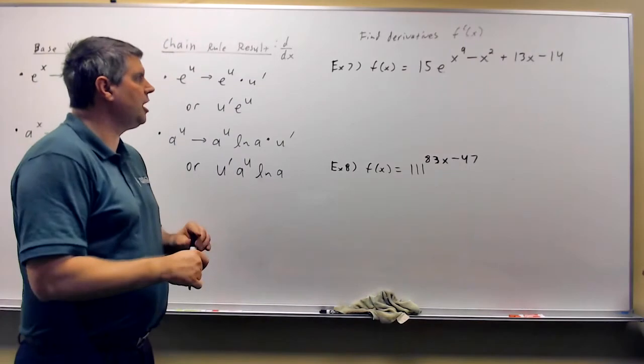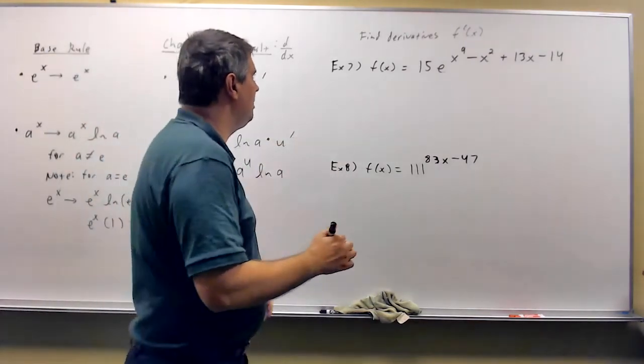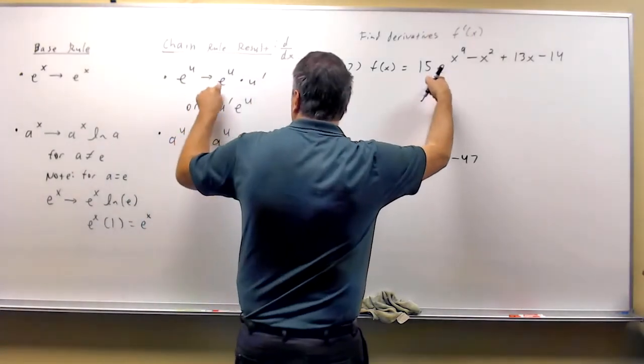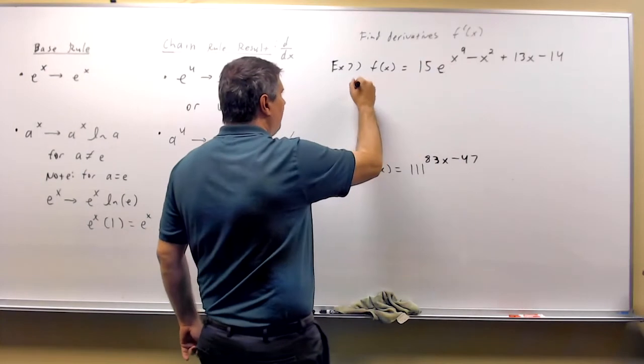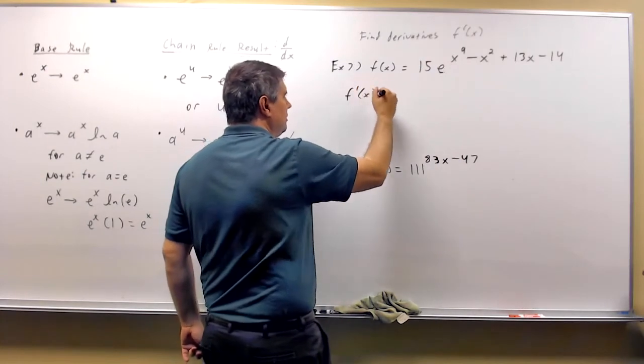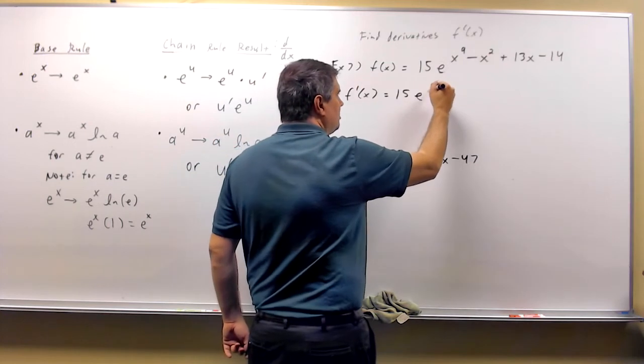Okay. So I have a couple more. I'm going to do them one at a time. So this one right here is going to follow this rule right here because the base is e. So f prime of x will equal 15 and your original exponential expression.